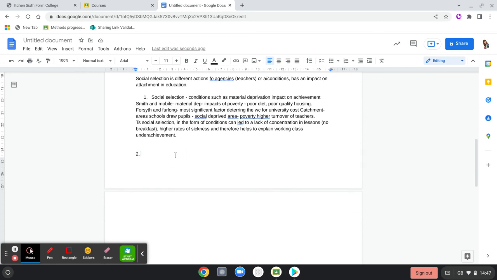Needs a big sigh, doesn't it? Okay, so that's paragraph 1. Conditions, environment leading to those free school meals children underachieving.